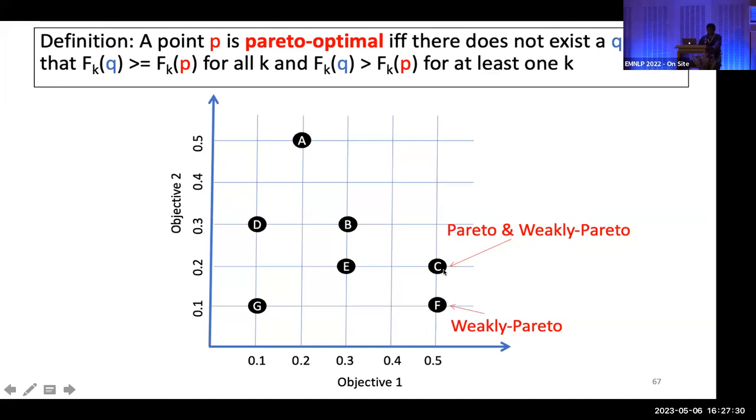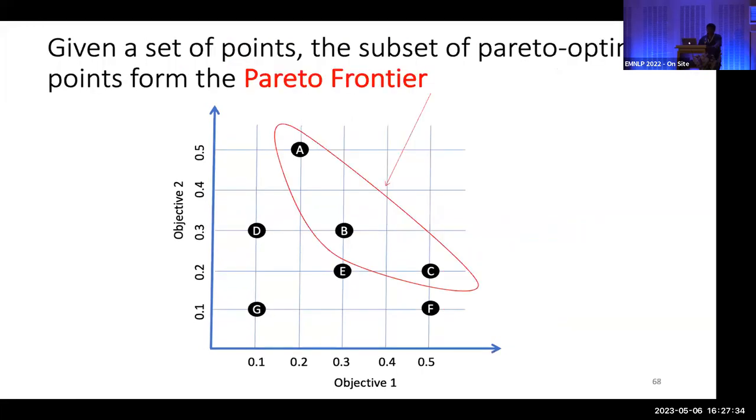Does that make sense? Questions? All right. So given a set of points, the subset that are Pareto optimal forms what's called a Pareto frontier.